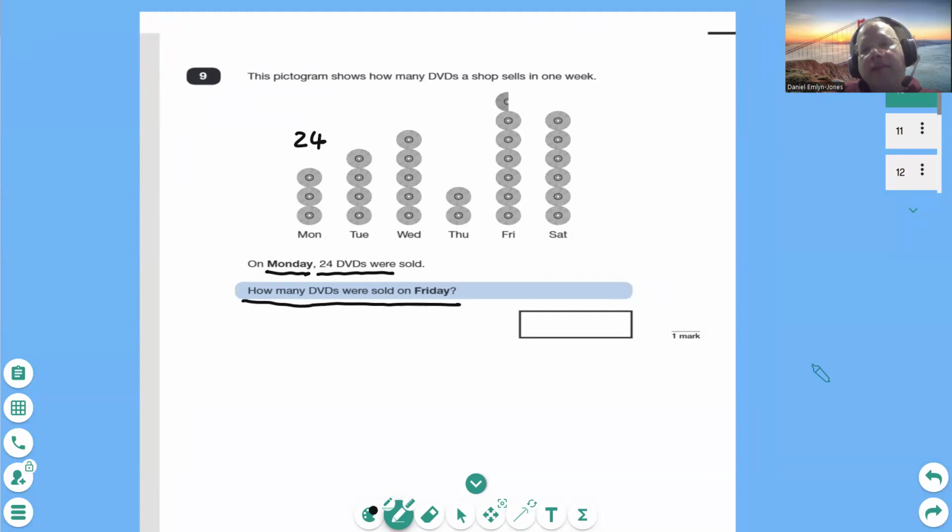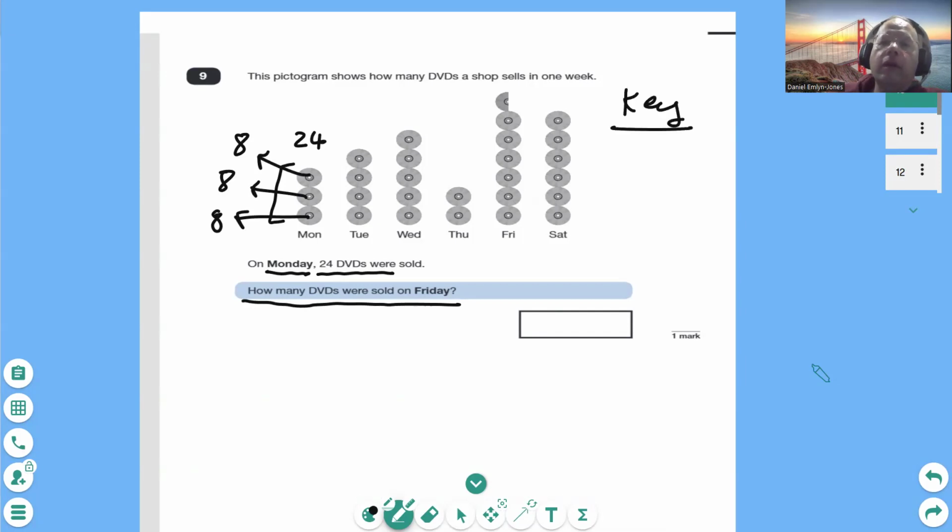Well, in a pictogram, the picture represents a certain number of DVDs. In this case, 3 DVDs is 24. 3 times something is 24. So what is 1 DVD going to be? It's going to be 8. Because 8 and 8 and 8 is 24. So you can put a key up here if you want. DVD equals 8.